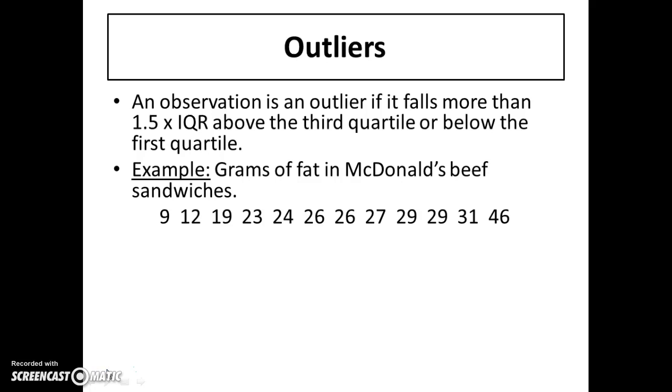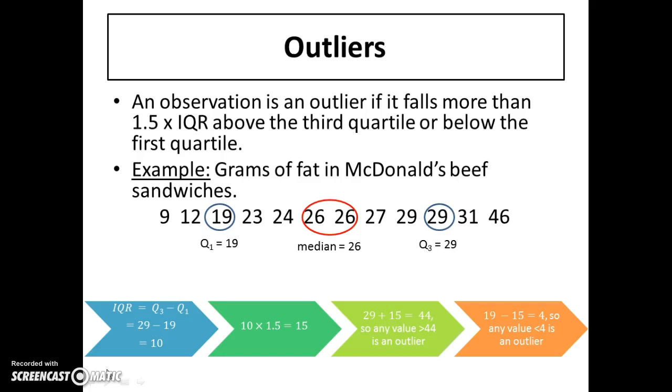Another piece of spread is talking about outliers. So an observation is an outlier if it falls more than 1.5 times the IQR above the third quartile or below the first quartile. So let's look at grams of fat in McDonald's beef sandwiches. Here's the distribution, right? So we locate Q1, Q3, and the median using the tools that we just did. And the way that we calculate an outlier is by following the process listed here. So we find the IQR.